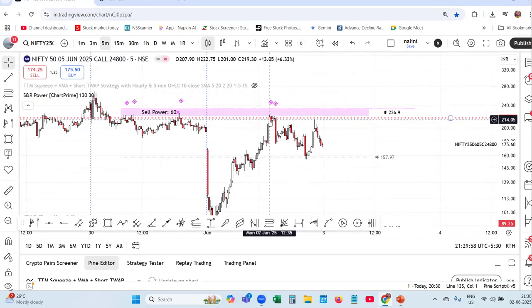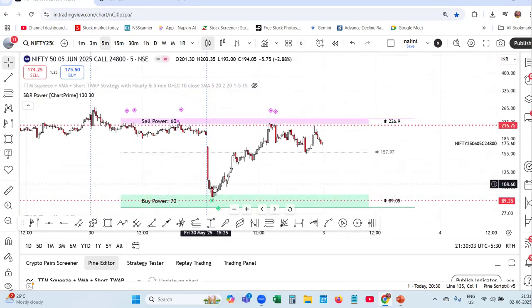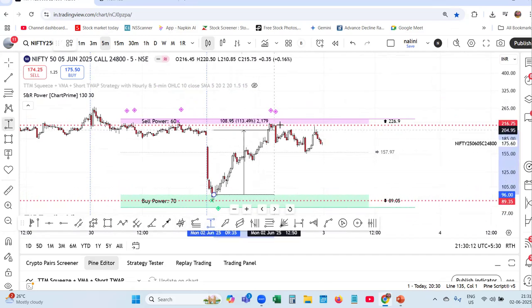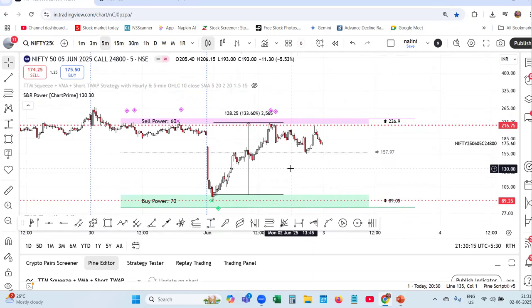You can see if you would have caught this trade exactly around this, you could have grabbed around 128 points. Leave aside, if you cannot catch the total 128 points, you could have grabbed 100 points. 100 points is not a joke in intraday trading.